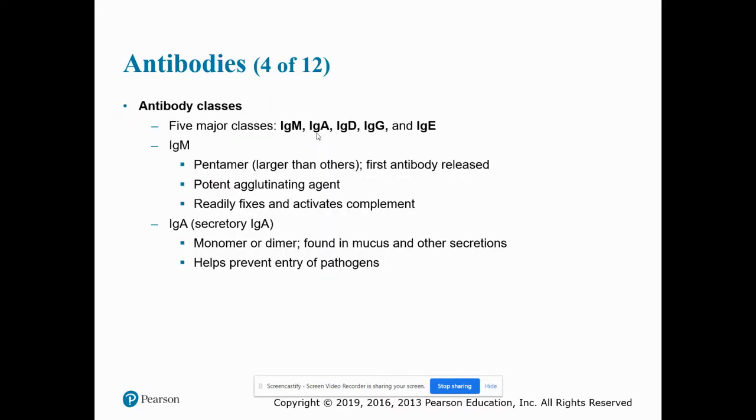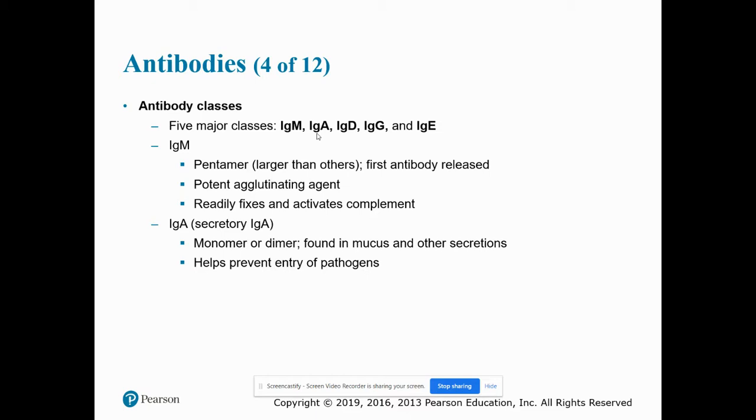All right, so the 5 major classes of antibodies are IgM, IgA, IgD, IgG, and IgE. IgM is a pentamer. Pent means 5. It's going to be larger than the others. It's the first antibody released. It is a potent agglutinating agent. I don't know if you remember talking about agglutination back in Unit 1. We talked about it when we were talking about blood agglutinating, where if you end up getting somebody else's mismatched blood type, then agglutination can occur, and that's clumping. And it readily fixes and activates complement.